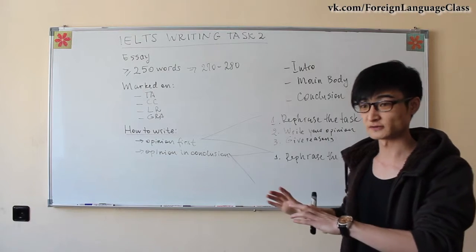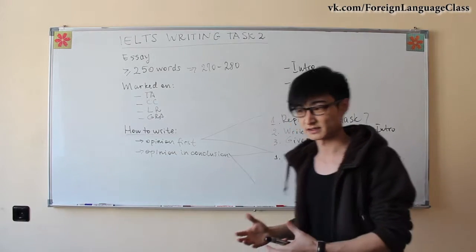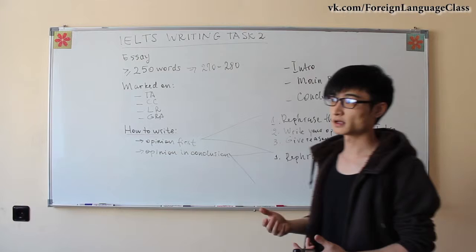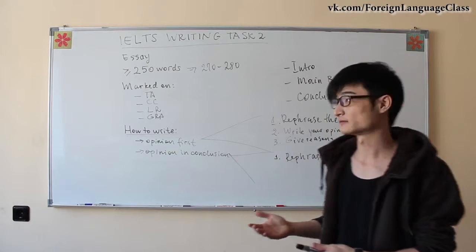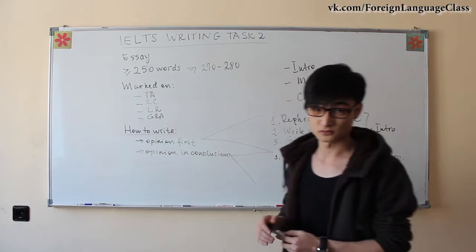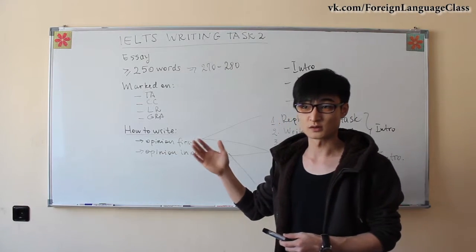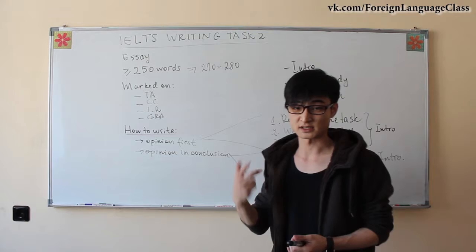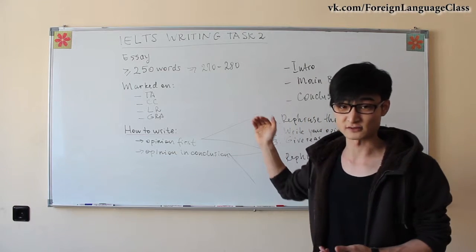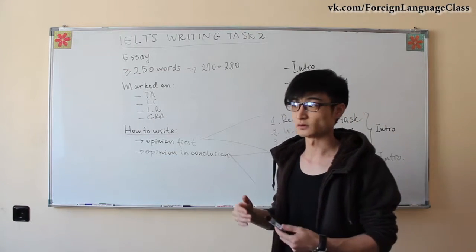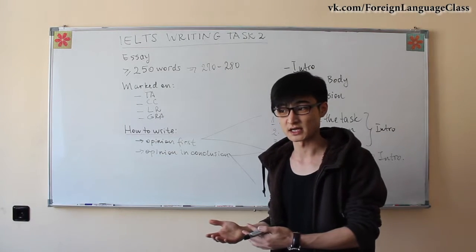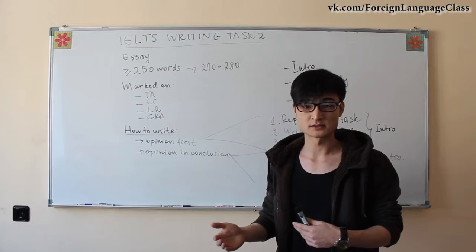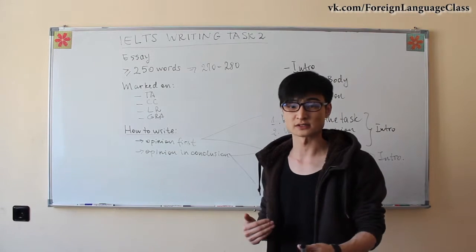So after you have written, analyze. Analyze how well you have planned your essay, because in the real test you will have only 1 hour for the whole writing section, 1 hour for task 1 and task 2. So the recommended time for task 2 is 40 minutes. You'll have very limited time to write your essay. So it's better to learn to plan well, to plan accurately.